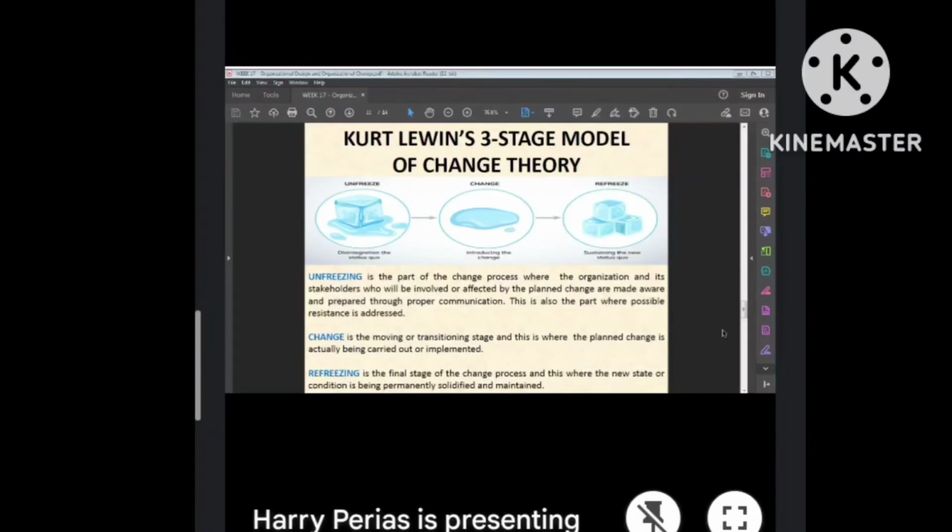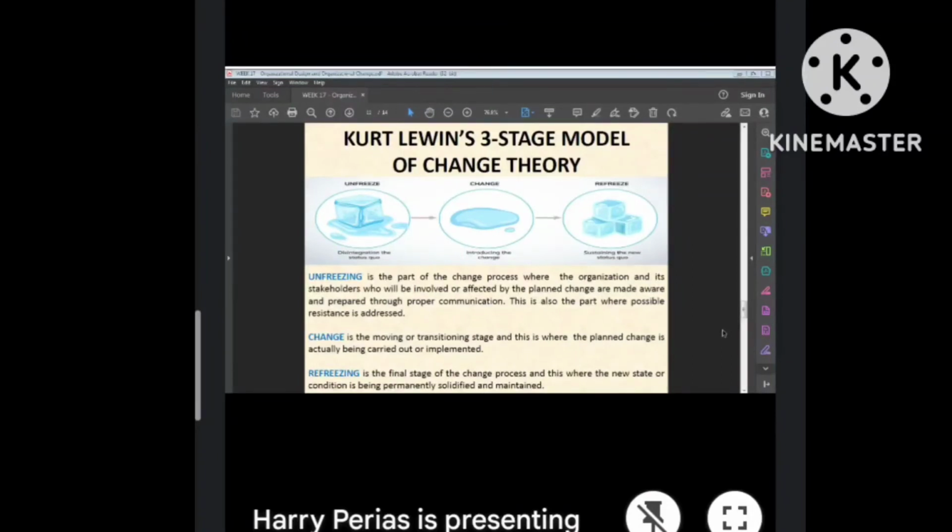So, una, unfreezing. And then, pangalawa, the change itself. So, it is the moving or the transitioning stage. And this is where the change is actually being carried out or implemented. So, ginagawa na siya. And then, lastly, is the refreezing, which is the final stage of the change process. This is where the new state or condition is being permanently solidified and maintained.